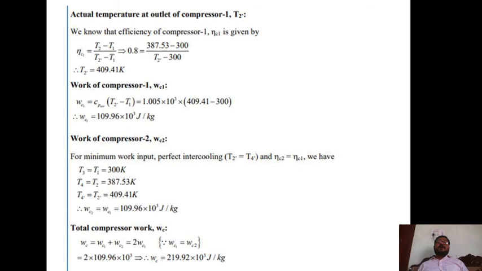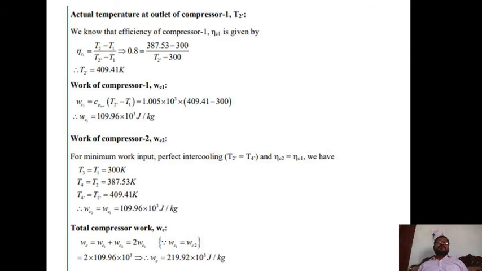Actual temperature at the outlet of compressor 1, you know that actual temperature T2 dash. Now you have to use the actual compressor efficiency as given. Ideal one is T2 minus T1, actual one is T2 dash minus T1. He has given ηC1 is 0.8, ηC2, that is the compressor efficiency. Isentropic compressor efficiency of the first stage is 0.8. Again, that is also equal to 0.8. He has given both the compressors, of both the stages, the efficiency is 0.80 or 80%.